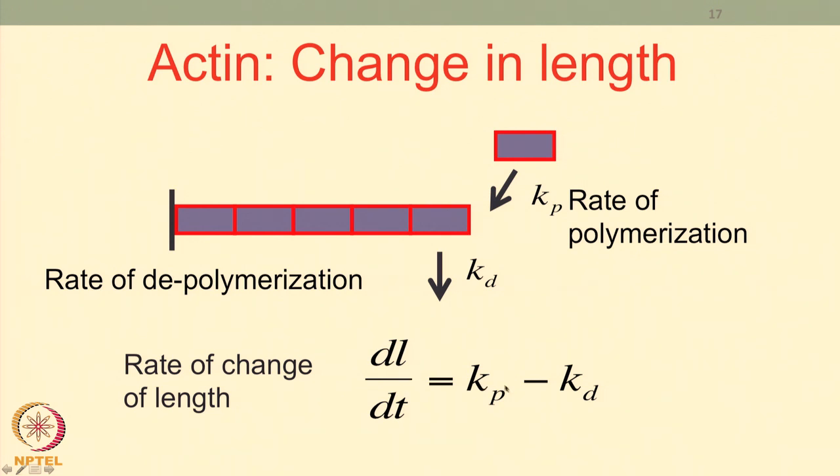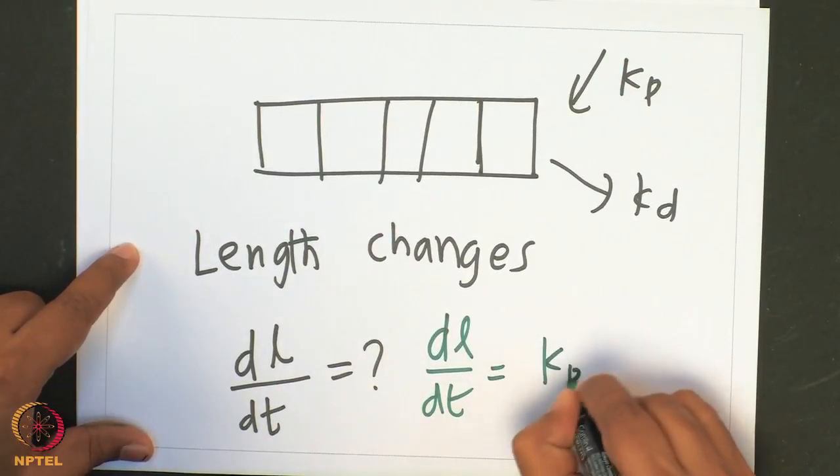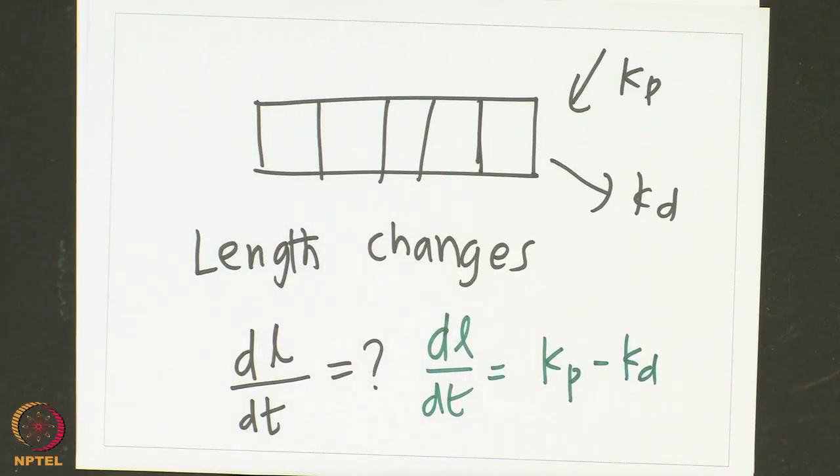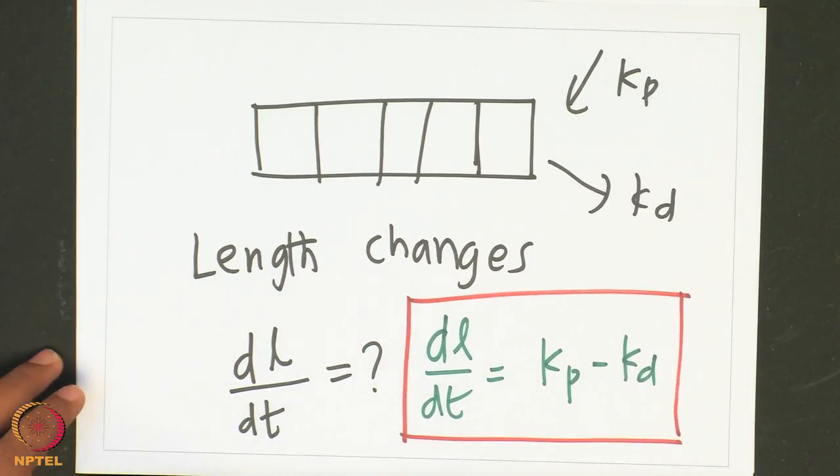dL by dt, the length will change. If the polymerization rate is high, the change in length will be positive, that is the length will increase, and the change in length will be negative, that is the length will decrease, if Kd, which is the depolymerization rate, is very high. So the rate of change of length dL by dt will be Kp minus Kd. This is something that we can know. So what we would know, dL by dt will be equal to Kp minus Kd. This mathematical idea, this fact that dL by dt is Kp minus Kd, is called a differential equation.